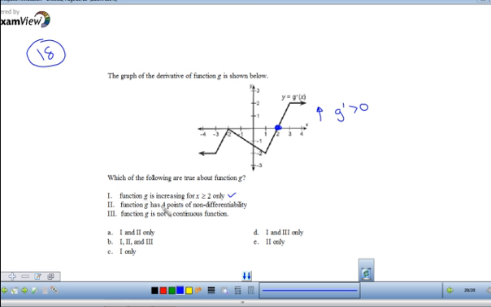The function g has 4 points of non-differentiability. No, that is not true. The second derivative has 4 points of non-differentiability. 1, 2, 3, 4. But because I'm looking at the derivative and I have a point that is not an open circle, the derivative of g exists from -4 to 4. Function g is not a continuous function. Okay, that's not true. Since I'm looking at the derivatives, if it has a derivative, it's automatically continuous. So the only answer is C.